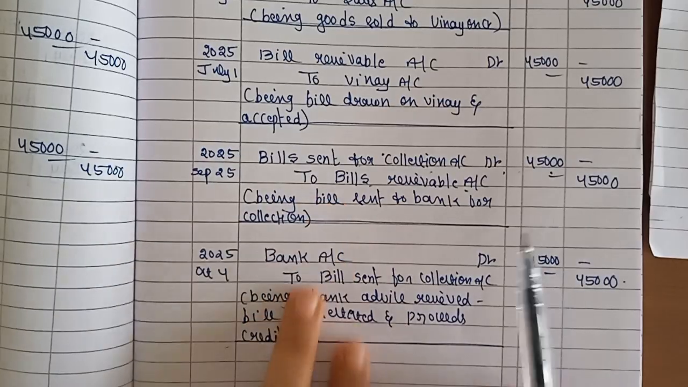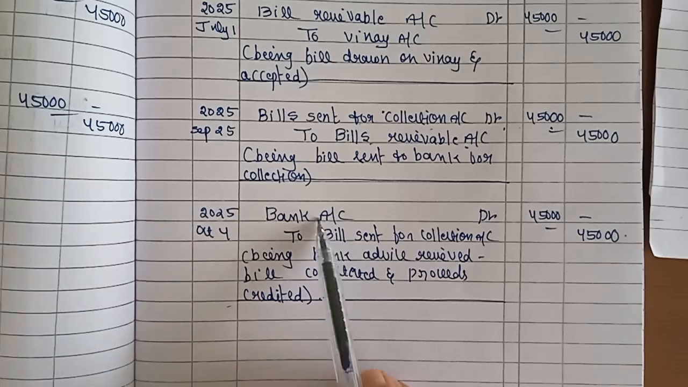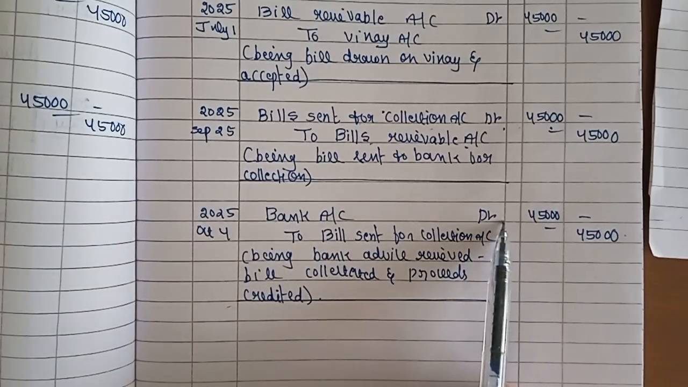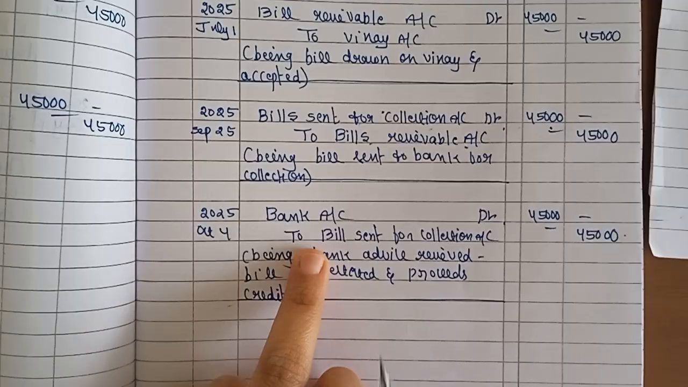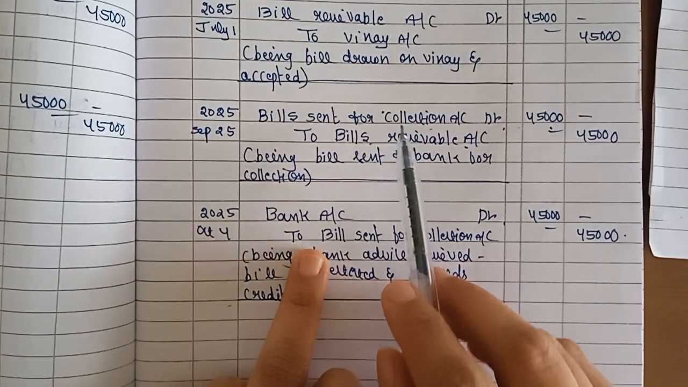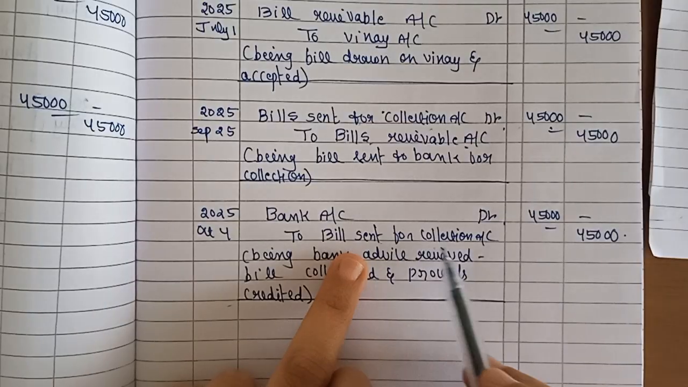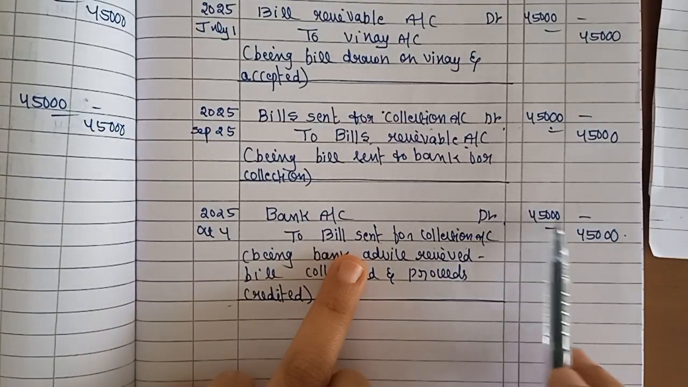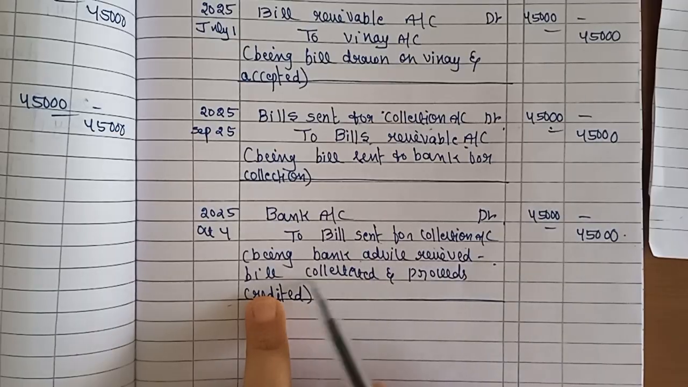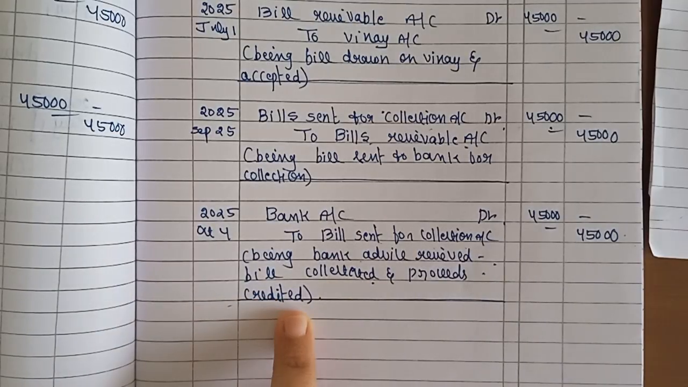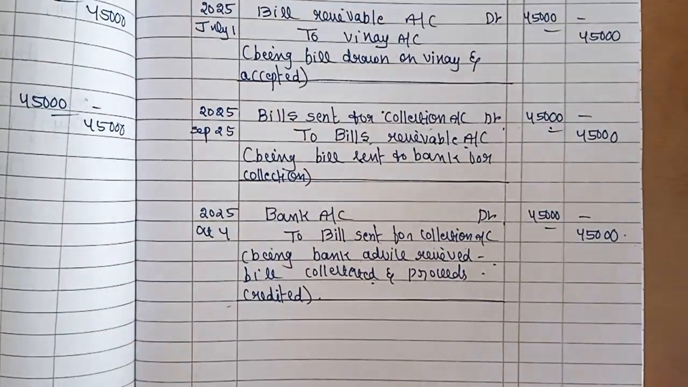that is rupees 45,000. And now the next journal entry is on maturity: bank account debit, bank balance increases, debited, and the temporary account opened on 25th September, we need to close now. So credit it to bill sent for collection account, that is rupees 45,000, being bank advice received, bill collected and proceeds credited. Clear? And in the books of Vinay, what is the journal entry?